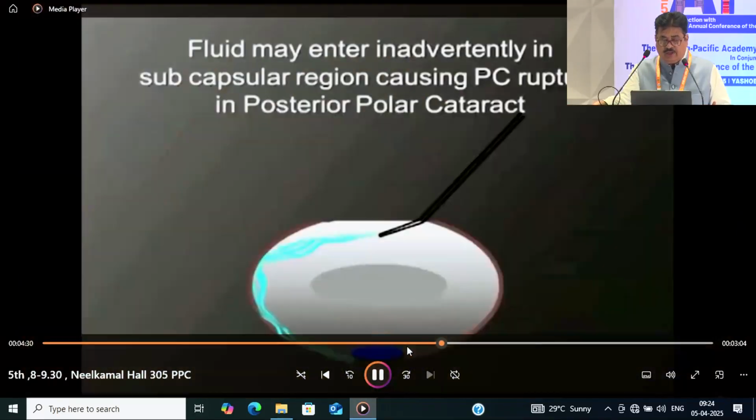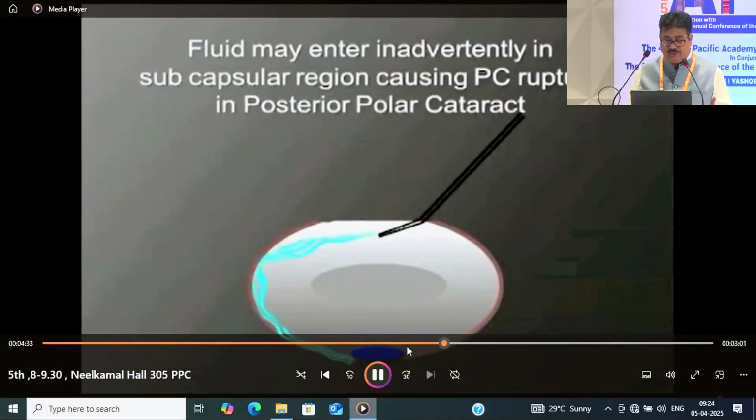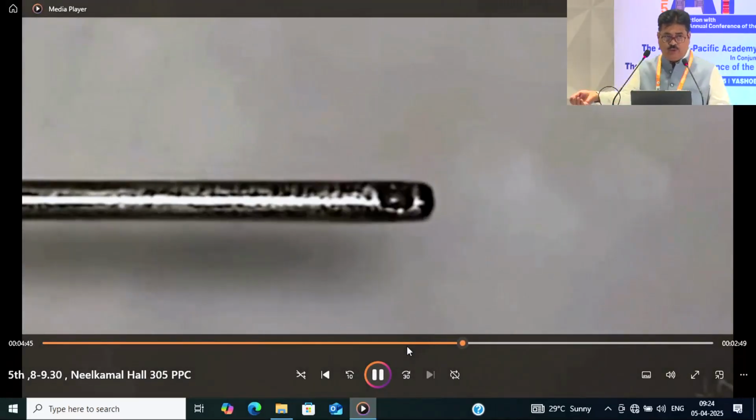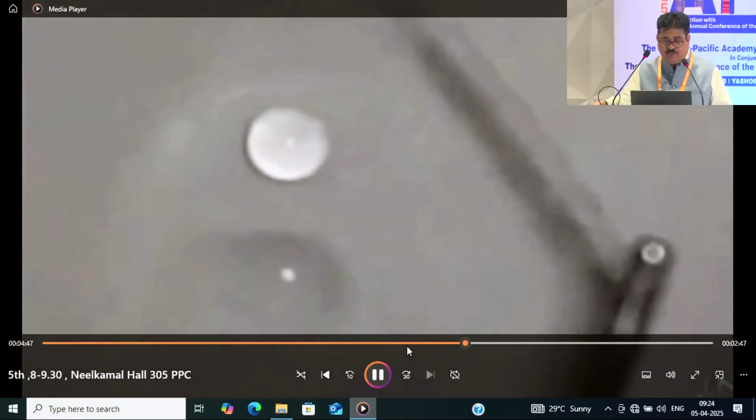Hydrodissection is done. This is the cannula we are using. It does not have the flow at the tip, but from the side. When there is a flow from the tip, it goes behind the posterior capsule. So it has a side port. So when you inject the fluid, it will never go behind the posterior capsule.